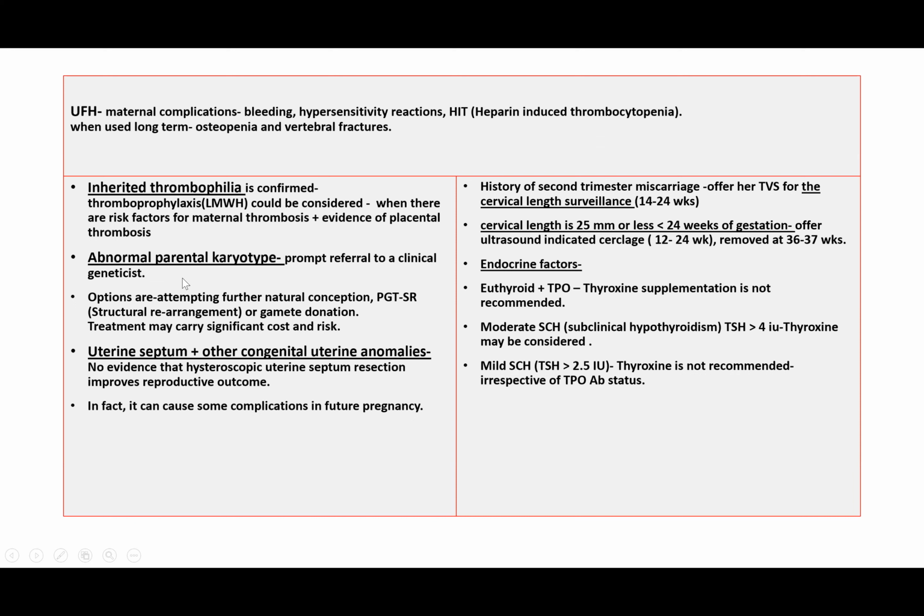If there is abnormal parental karyotype, then we will be referring the patient to clinical geneticist, and options for the couple will be they can attempt further natural conception or pre-implantation genetic testing, structural rearrangement can be offered, or gamete donation. Now we have to tell the patient that these treatments carry significant cost and risk.